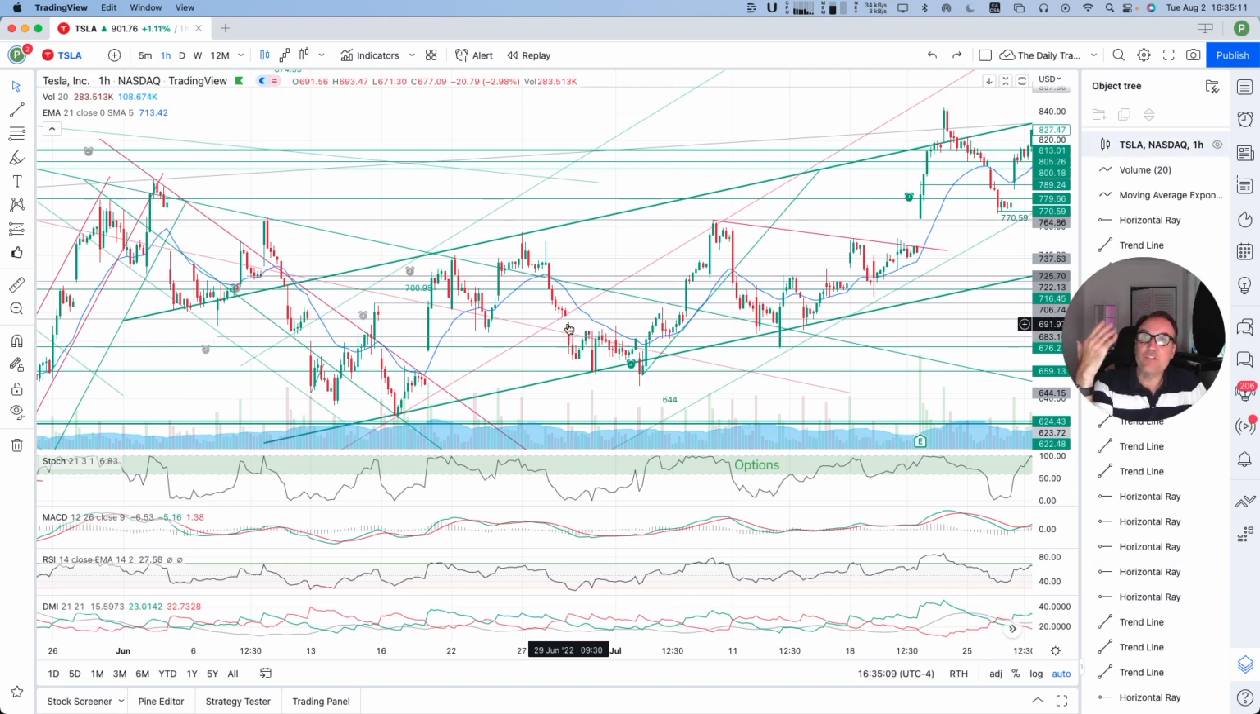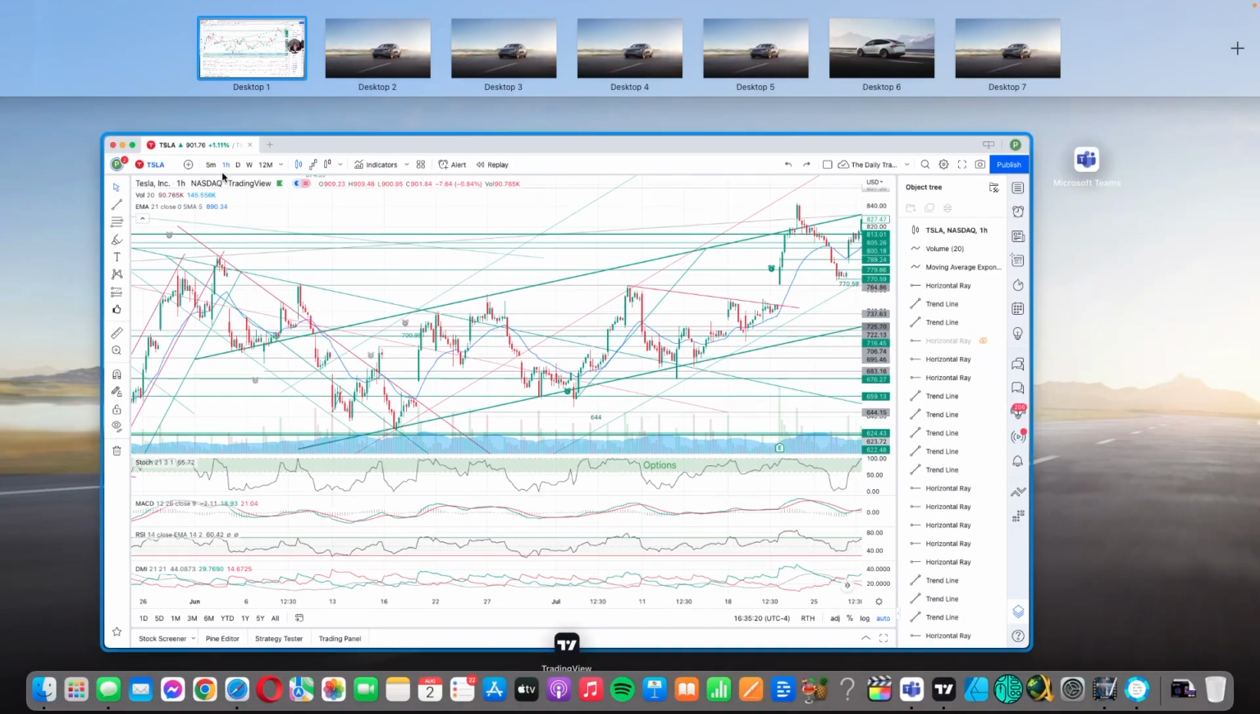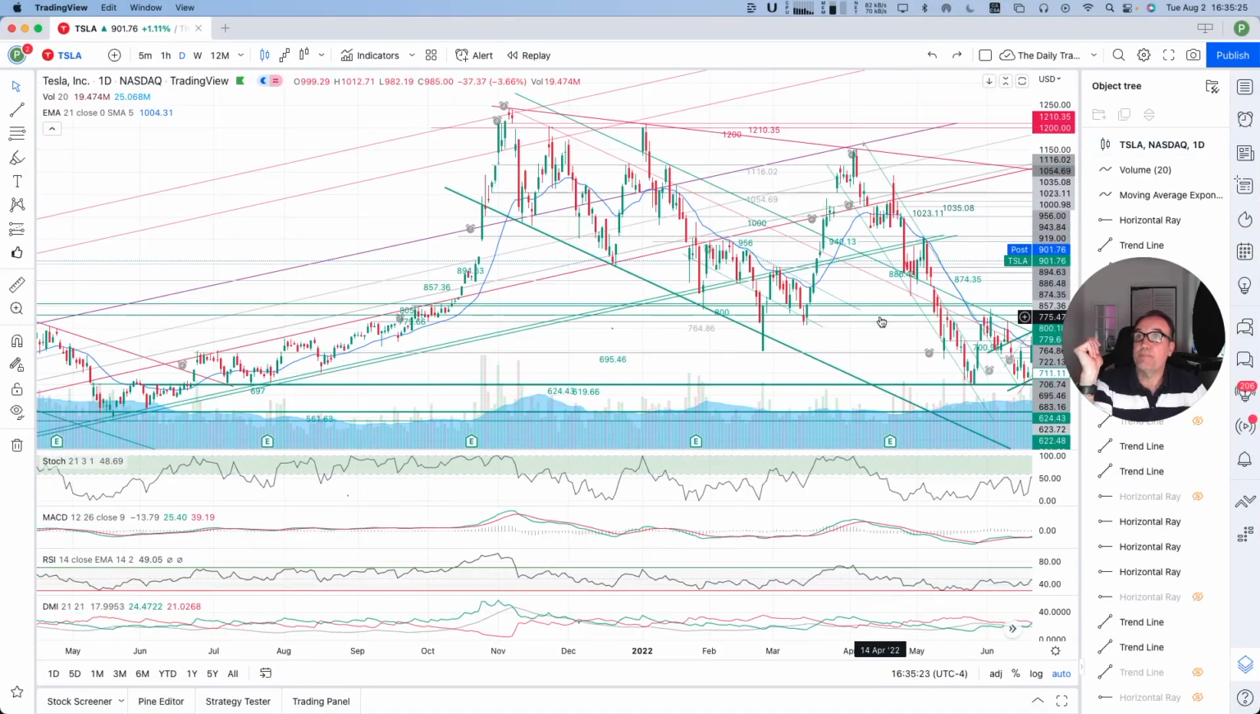But then as we add on other indicators, the trend line and everything, then we start to have an increasing probability rate to get a good outcome.